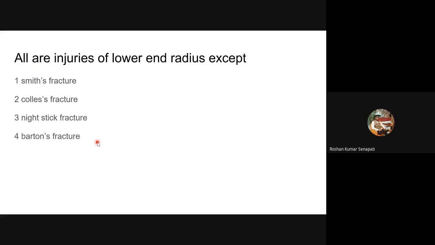Nightstick fracture is a middle one third ulna fracture. Imagine somebody is hitting you with a stick, especially in a violent protest or in self defense. You raise your forearm, so the ulna is what first gets fractured. Nightstick fracture is an isolated middle one third fracture of the ulna, not associated with any proximal radial head subluxation. If there is subluxation, it becomes Monteggia.